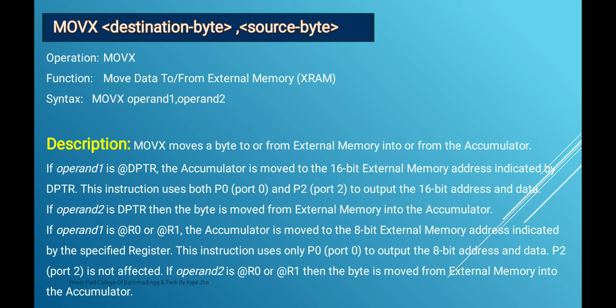If operand 1 is @R0 or @R1, the accumulator is moved to the 8-bit external memory address indicated by the specified register. This instruction uses only P0, that is port 0, to output the 8-bit address and data. P2, that is port 2, is not affected here. If operand 2 is @R0 or @R1, then the byte is moved from external memory into the accumulator. Okay, this is nothing but the MOVX function.